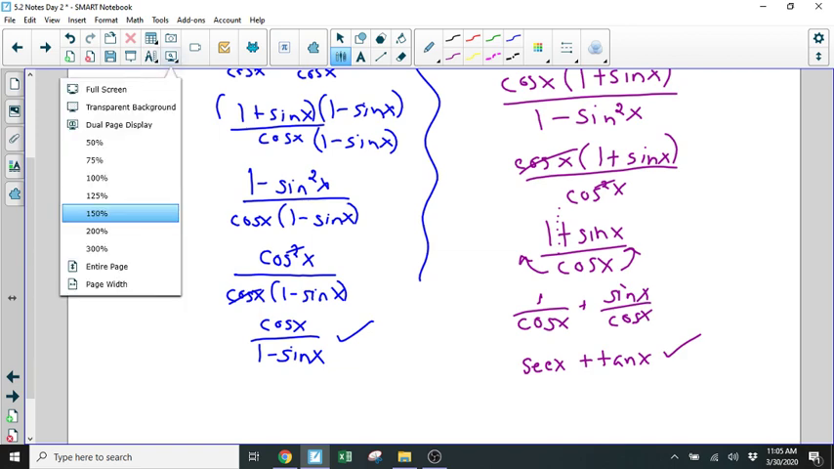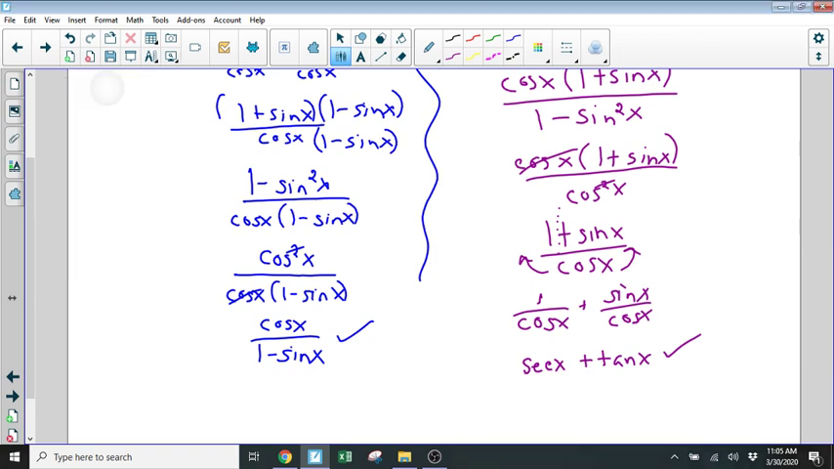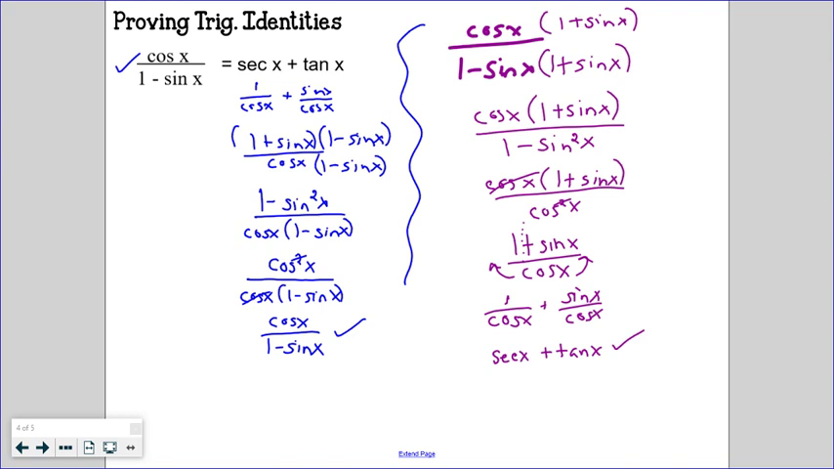And let me make this full screen so you guys can see everything. There we go. So then you can see everything side by side. Again, two options here of how to attack this, one working with the right hand side, one working with the left hand side. I probably would have picked the right hand side on this one because it's easier to put things together, but that one needed a little trick that we hadn't seen before.